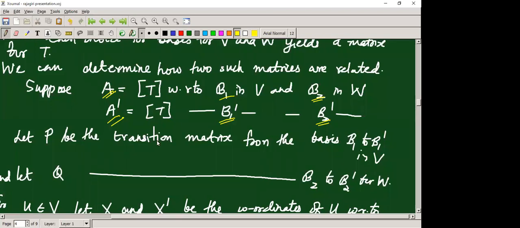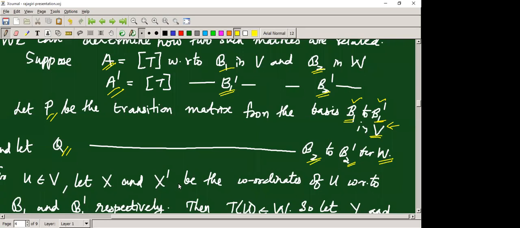Let P be the transition matrix from the basis B1 to B1 dash. You see that B1 and B1 dash are bases for V, so correspondingly you will get a transition matrix from B1 to B1 dash. That transition matrix is denoted by P. And let Q be the transition matrix for W. We have another vector space W and two bases for W, B2 and B2 dash. There also we will get a transition matrix. Let that transition matrix be Q.